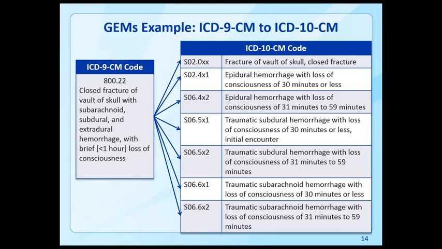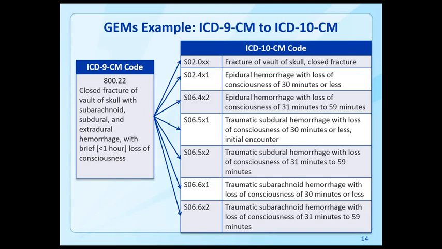You have a hemorrhage, subarachnoid, subdural, or extradural hemorrhage diagnosis, and you have a loss of consciousness identifier. So according to the GEM, this case would be coded with at least 2 different codes, one for the fracture and one for the hemorrhage. And so you can see on the right, code S02.0 would be the fracture of the vault of skull with a closed fracture. But then you still have to have additional codes for the loss of consciousness and the hemorrhage. And that's actually the next 6 codes that are listed.